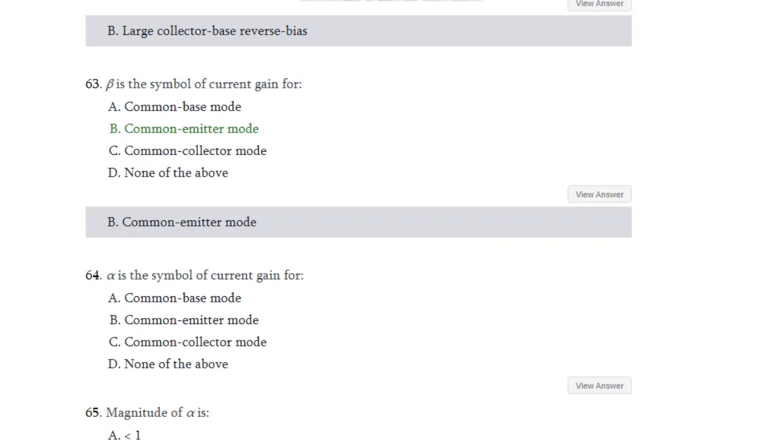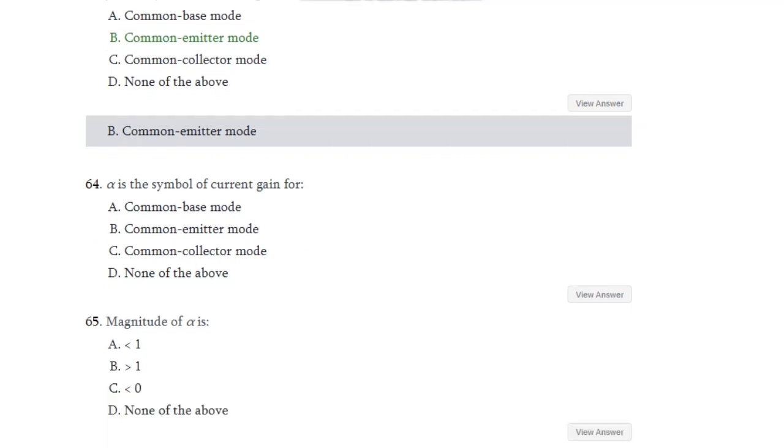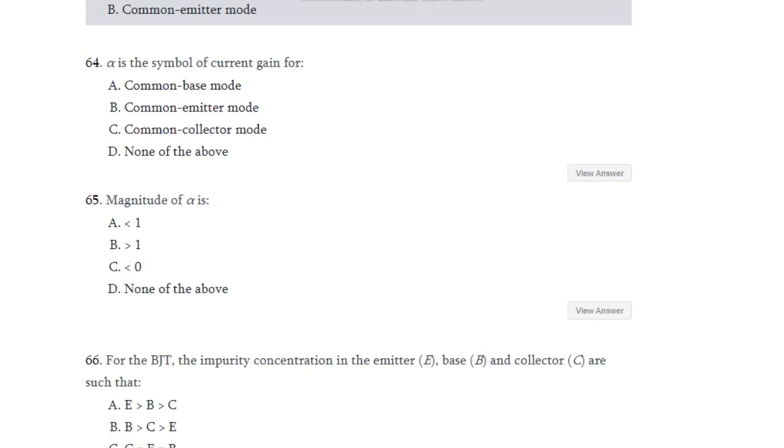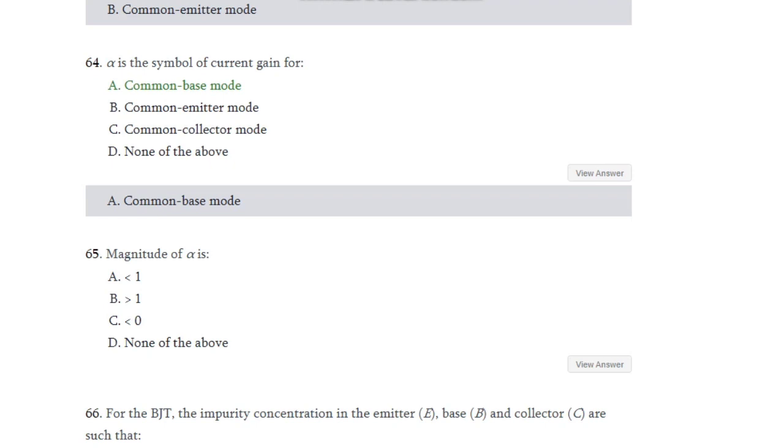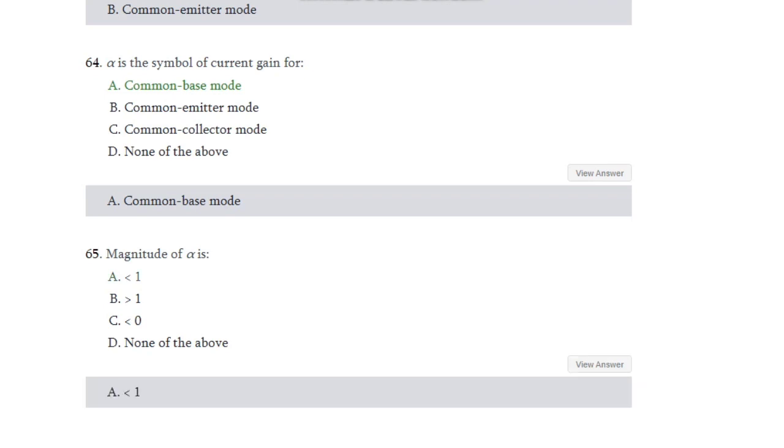Then alpha, it is the symbol of current gain for what? Common base mode, common emitter mode, common collector mode, or none of the above. And alpha is the symbol of common base mode. Magnitude of alpha, what is it? Less than 1, more than 1, more than 0, or none, and it is more than 1.